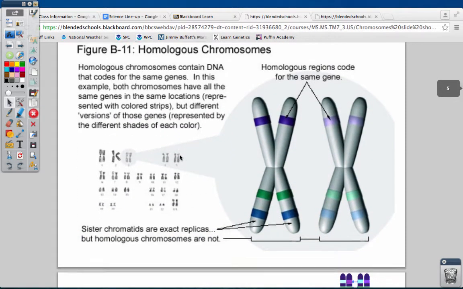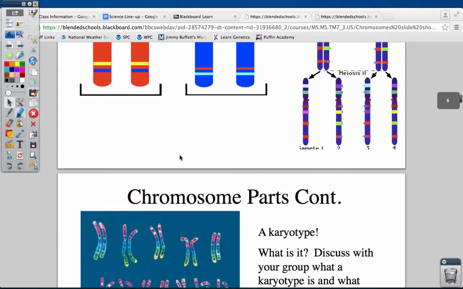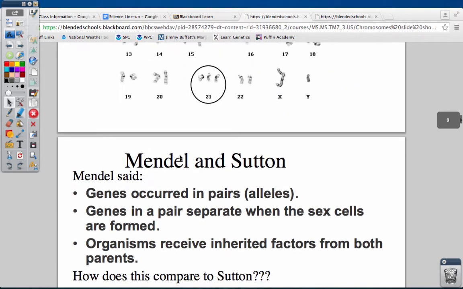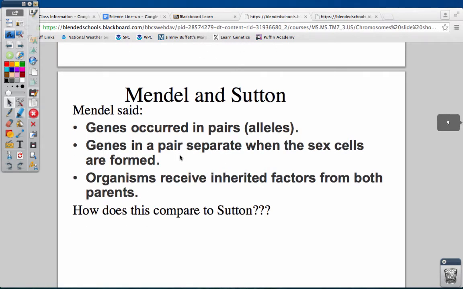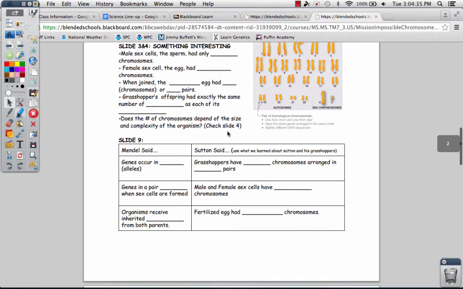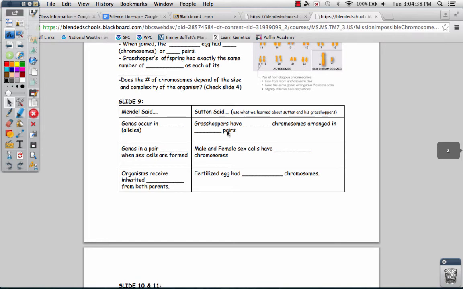So this time we are going to skip down to, I believe, right here, slide number 9. On slide number 9, if you take a look at our notes, we're going to go back and forth between what Mendel said and what Sutton says. So what Mendel says, and then how Sutton reaffirms or confirms what Mendel originally said.